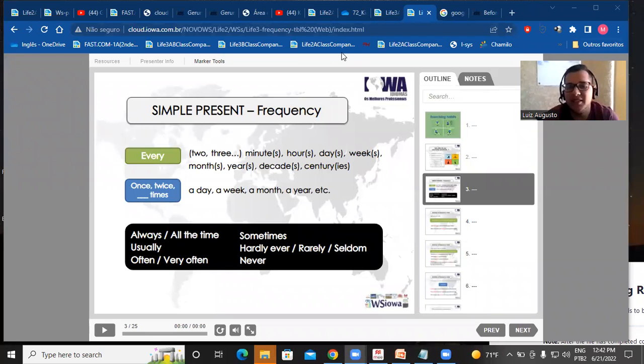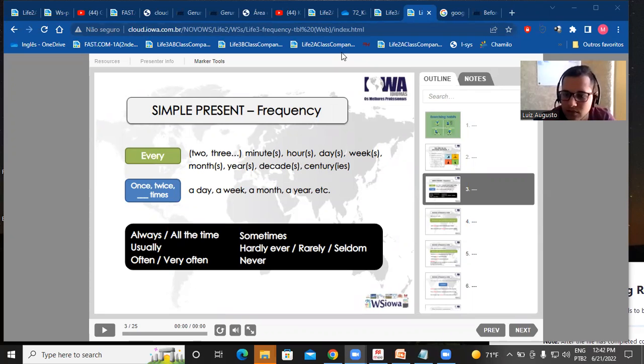We have three forms to describe frequency. First of them is every, using every, like we do in Portuguese. Todo minuto, toda hora, toda semana: every week, every year, every time.